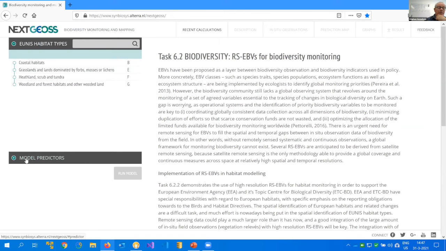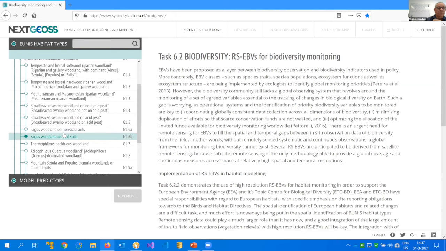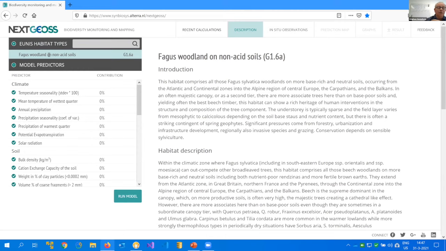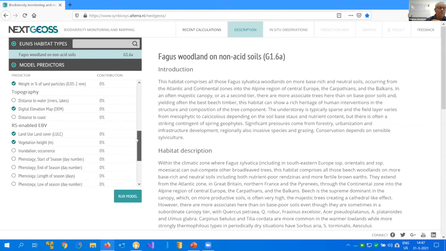So the first thing you do is to select a EUNIS habitat type, for example B1.6, the Fagus woodland on non-acid soil, so the beech forest on calcareous soils. And we have a number of predictors we can select. We start here with climate predictors, then a number of soil predictors. We have topography, for example distance to water, which is interesting if you're talking about riverine systems. We have the digital elevation map as a predictor and the distance to coast. If we are talking about coastal vegetation, this is a good predictor to take into account. But for this Fagus woodland, we only use the DEM, I think.